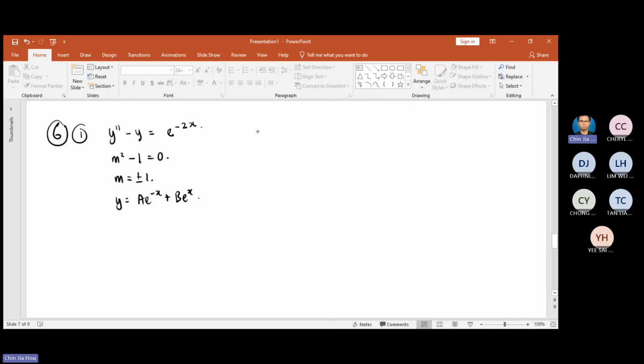Now for the particular solution, our trial function is yp equals c e^(-2x). So yp prime equals minus 2c e^(-2x), and yp double prime equals 4c e^(-2x). So you plug it into here: 4c e^(-2x) minus c e^(-2x).